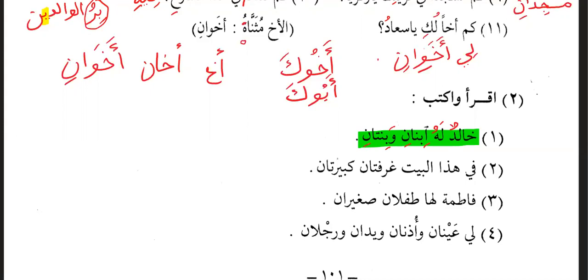في هذا البيت غرفتان كبيرتان. نعم. ما معنى الجملة؟ In this house there are two big rooms. غرفتان كبيرتان. جميل.